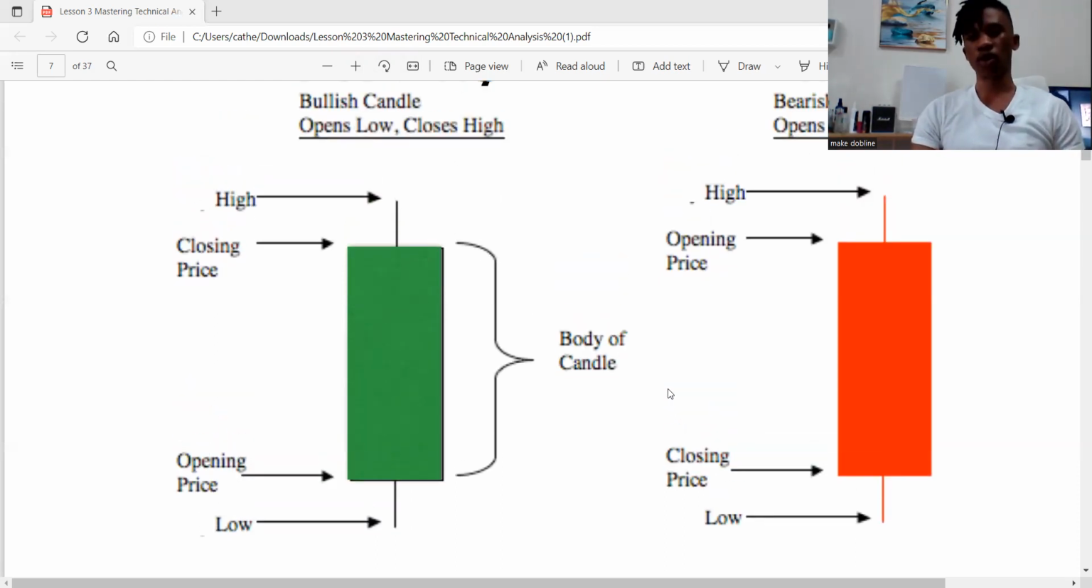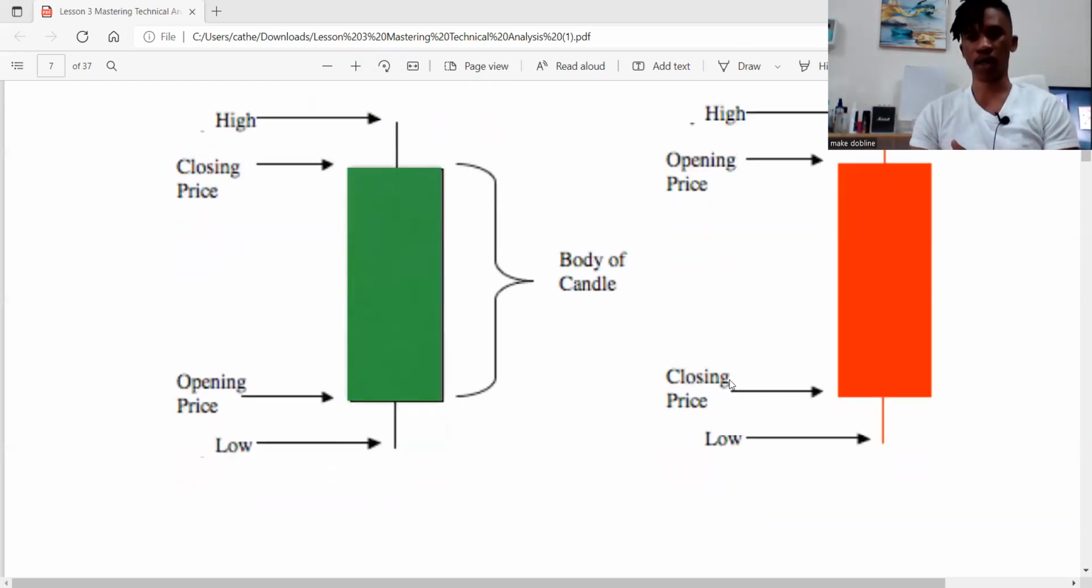The same goes for the bearish candle. This is the opening price, and this is the closing price. So you see the difference between the bearish candle and the bullish candle. Remember, we are trying to identify candles first before we go to the patterns we see in the market. If you don't understand what a bullish candle is and what a bearish candle is, you will find it very difficult when we start going into the patterns.